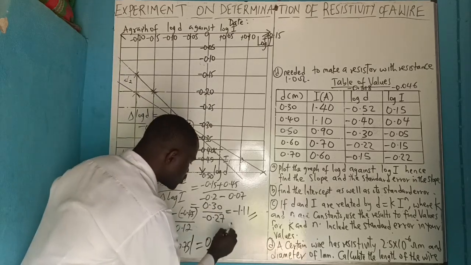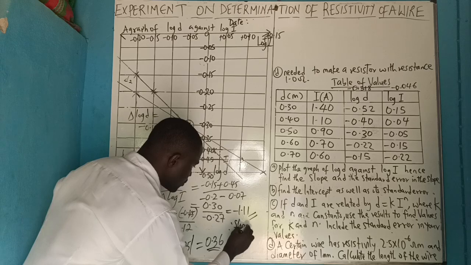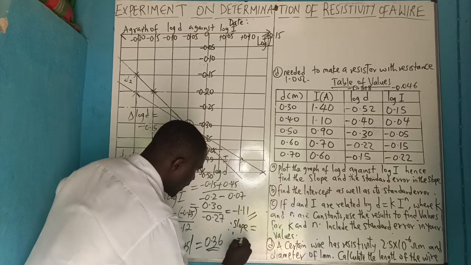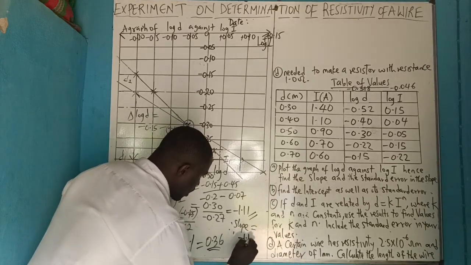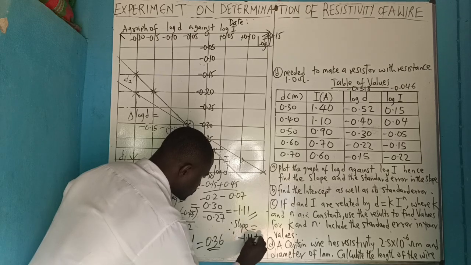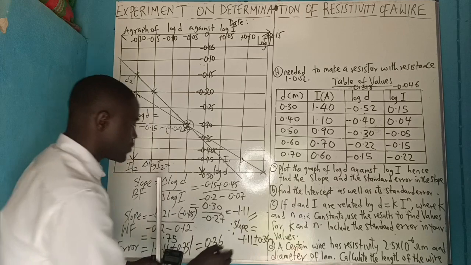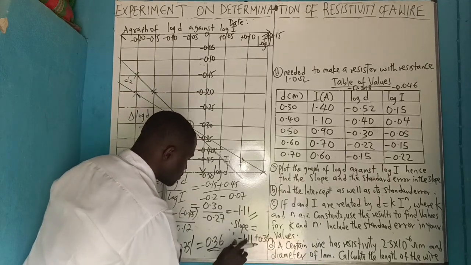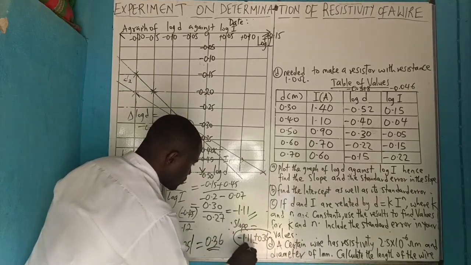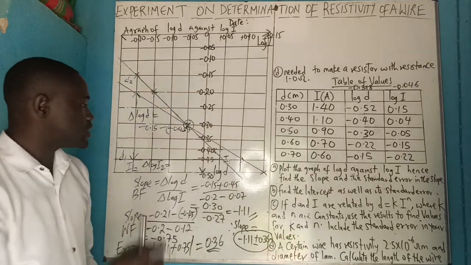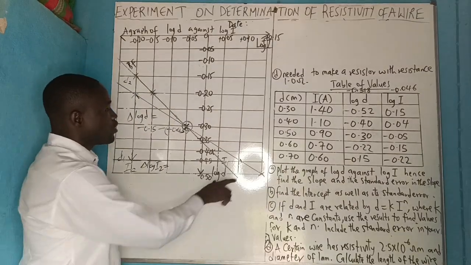You package your slope as slope equals to minus 1.11 plus or minus 0.36. So this is your slope. Now we have gotten our slope.